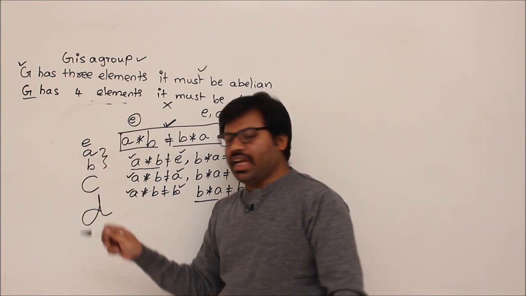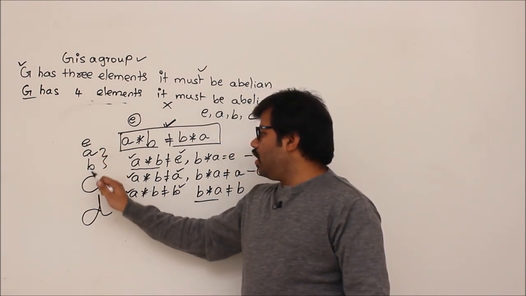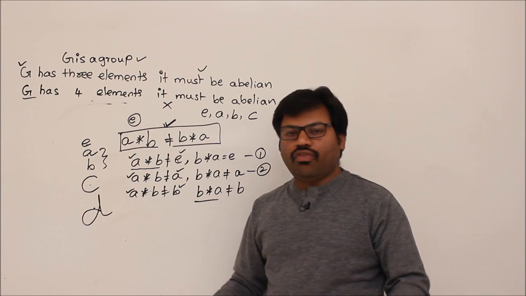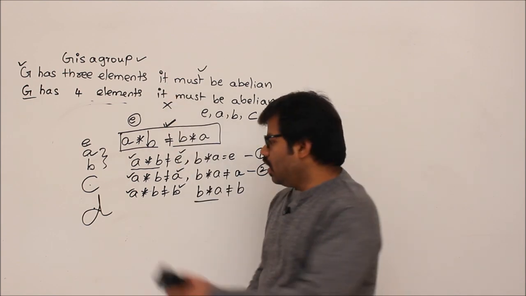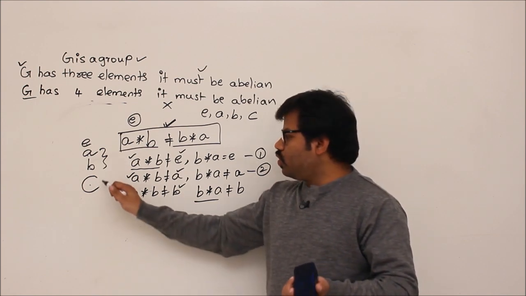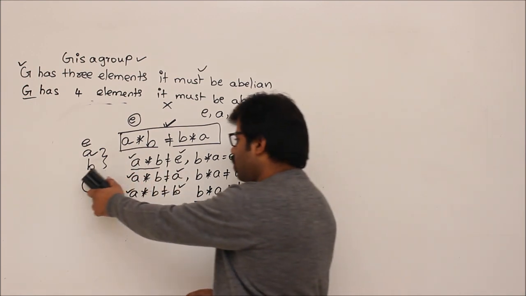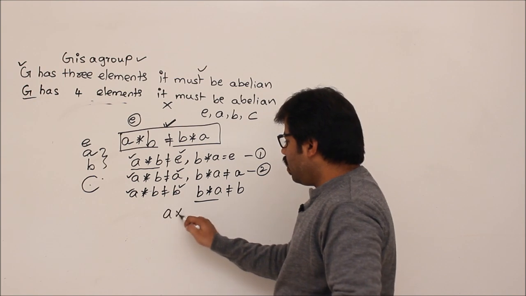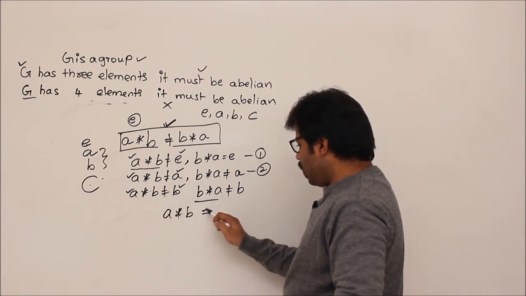Then how many elements will we have? 1, 2, 3, 4, 5. But we cannot have 5 because we have only 4 elements. Then A star B should be equal to B star A. Both should be C. No sir. Let's say A star B and B star A are not equal.